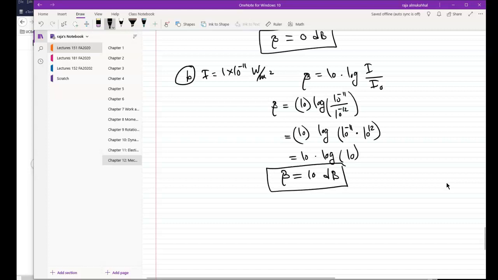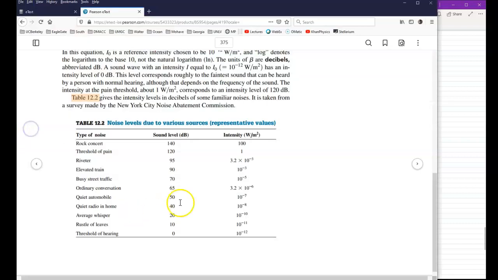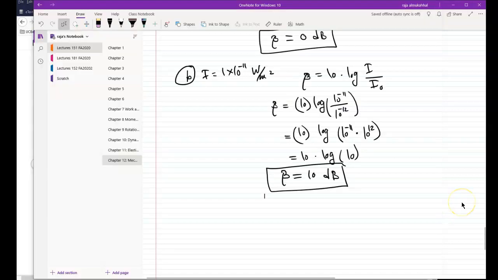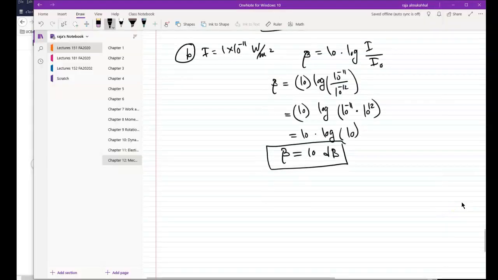Again, we can go back. I believe I saw it on the, here we go, 10 to the negative 11, which is equivalent to 10 decibel, and that's rustling leaves, okay? All right, good. And part C, the last part, the intensity is 1 times 10 to the negative 10 watt per meter squared. Okay, let's see how we do that.